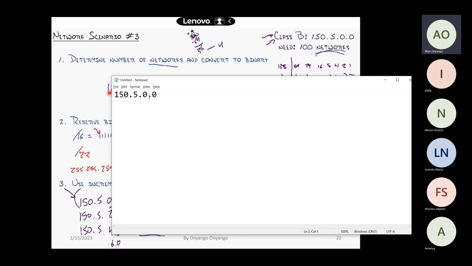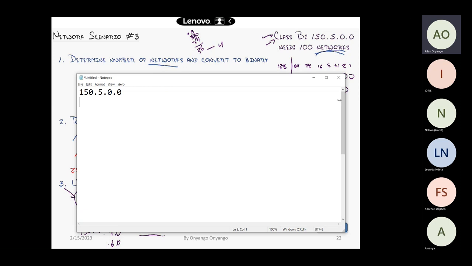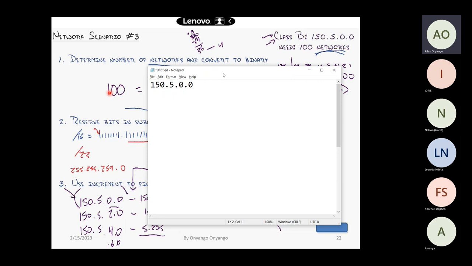And 2 is on which octet? 2 is found on the third octet, which means I'm going to add my 2 on the third octet here. So I'll have 150.5, then add 2 to the third octet. 0 plus 2 is 2.0. Okay. So for the next one, I can just copy and paste the very first to make work easier for us.